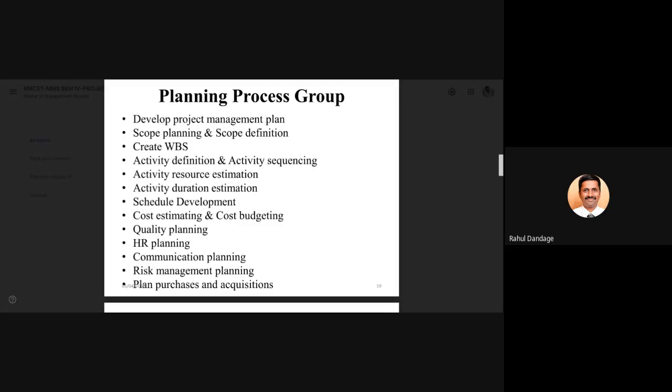So we have to go through the activities, checking how much the cost estimate of the activities is, and finally prepare the budget for the entire project. Then quality planning. So what kind of quality checks, quality expectations from the customer, quality capabilities of our project team and processes, and then what type of quality we are able to deliver to the customer. So that is nothing but your quality planning.